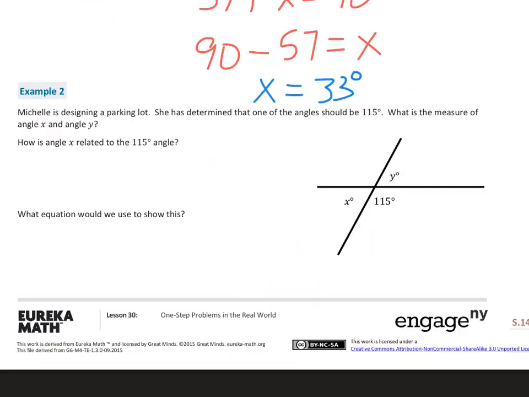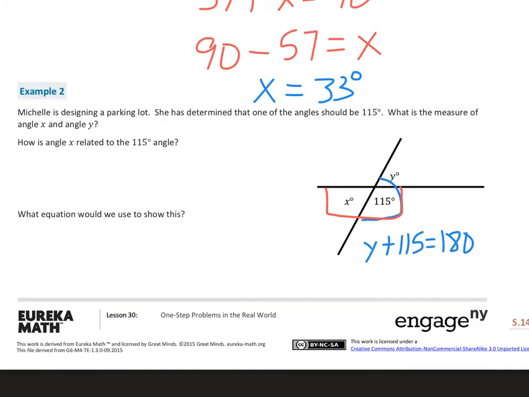And in example 2, we've got some information here. You can read that, pause the video, and figure it out yourself. But remember, what we're looking at is the relationship with a 180-degree straight line. This line here is 180 degrees. So I could say a couple of true things here: that Y plus 115, if I do that, doesn't that go right along the straight line? So what does that have to equal? Okay, and then doesn't 115 and X also go right along that straight line?